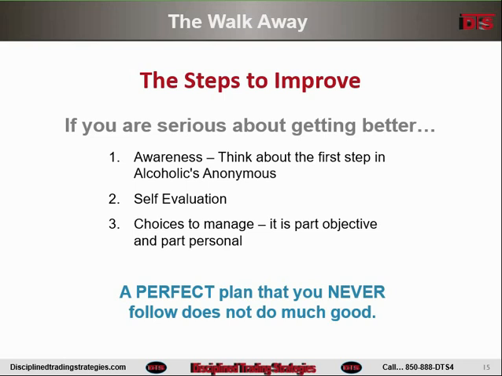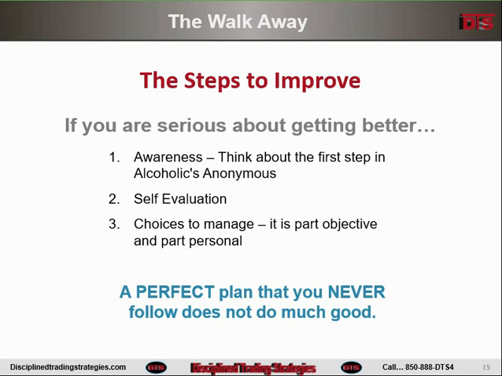It's part objective and part personal. The perfect plan that you never follow does not do you much good, right? It's one of the biggest things I see in trading plans, is the management part of it becomes just a theoretical thing that nobody ever does. It's kind of like the person who goes on a diet and says, I'm going to drink water 6 days a week and eat 3 crackers on Sunday. You're just not going to do it. So don't kid yourself. Do something that you can do.